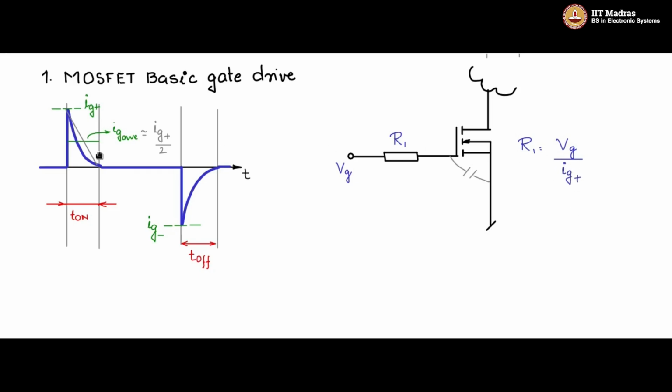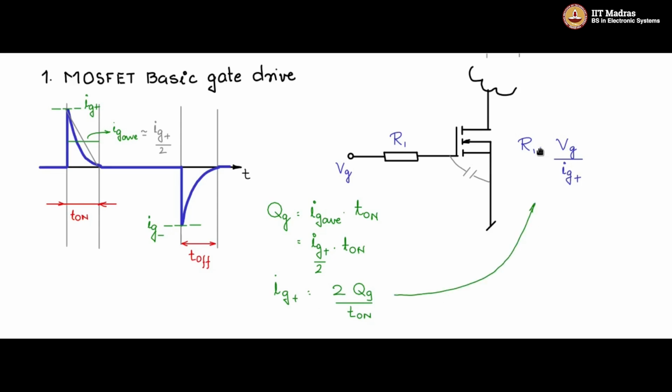Now what is Ig plus? Look at this drive requirement. You take this average. The charge in this period to turn on the device is Qg obtained from the data sheet, and that is equal to Ig average into T on. T on is the designer requirement, how fast you want it to turn on, and during that period I should have given the complete Qg to the MOSFET. So Ig average into T on will be Qg, and Ig average is approximately Ig plus by 2, and therefore Ig plus is 2Qg by T on. So this can be the value of Ig plus. You plug it in here and then you can get the value of R1. For Vg, you substitute VCC, the control power supply voltage.